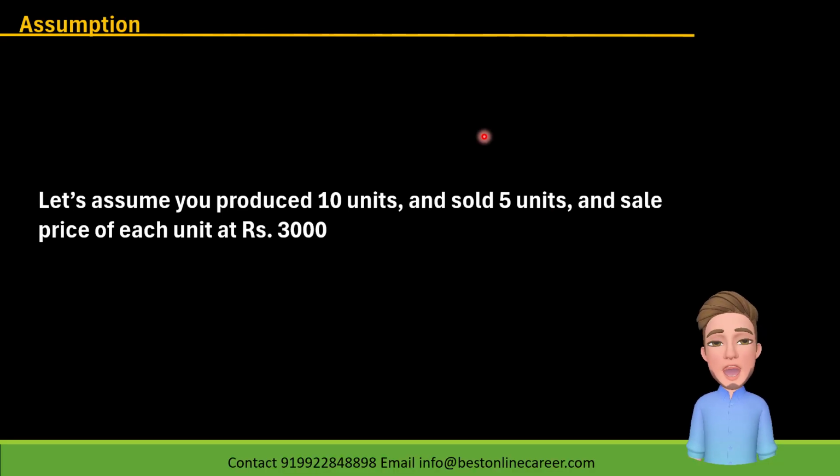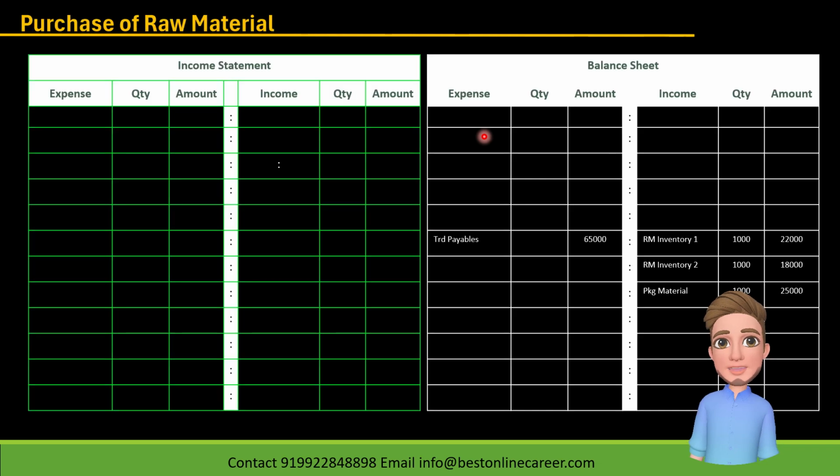Let's assume you produced 10 units of your finished goods and sold 5 of them, and the sale price of each unit is rupees 3000. This is also called the inventory method of accounting. So let's go into that.